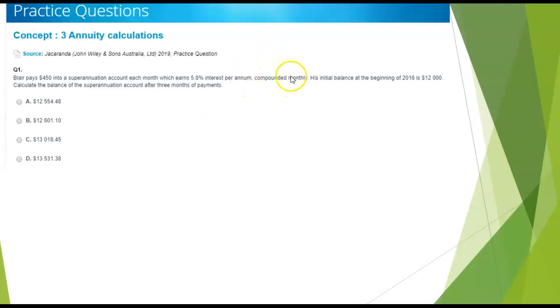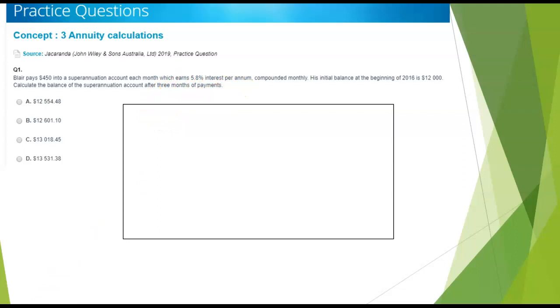So we have to divide that by 12 to get the interest rate per compounding period. The initial balance is $12,000. Calculate after 3 payments. So what do we know? Our R value is 1 plus the percentage, 0.058 expressed as a decimal divided by 12. So here is our R value for our annuity.